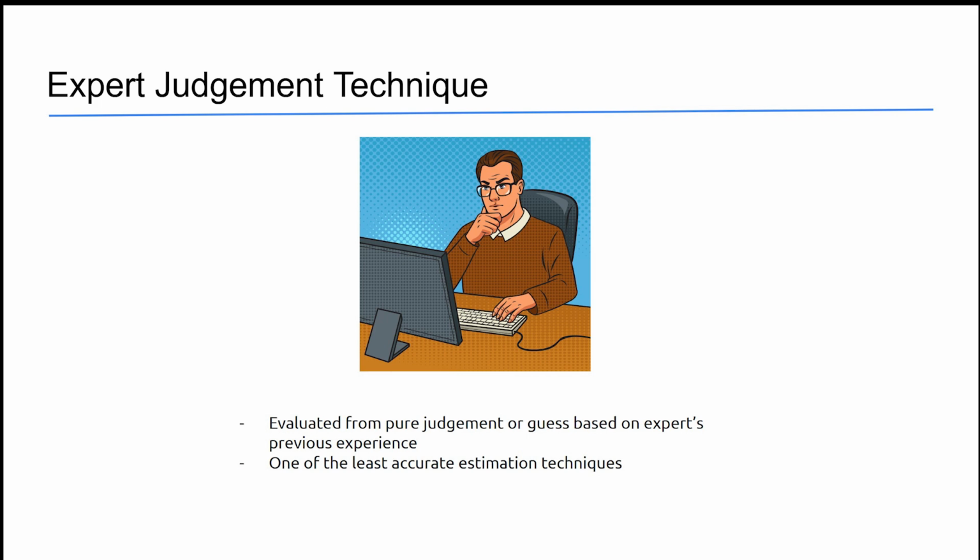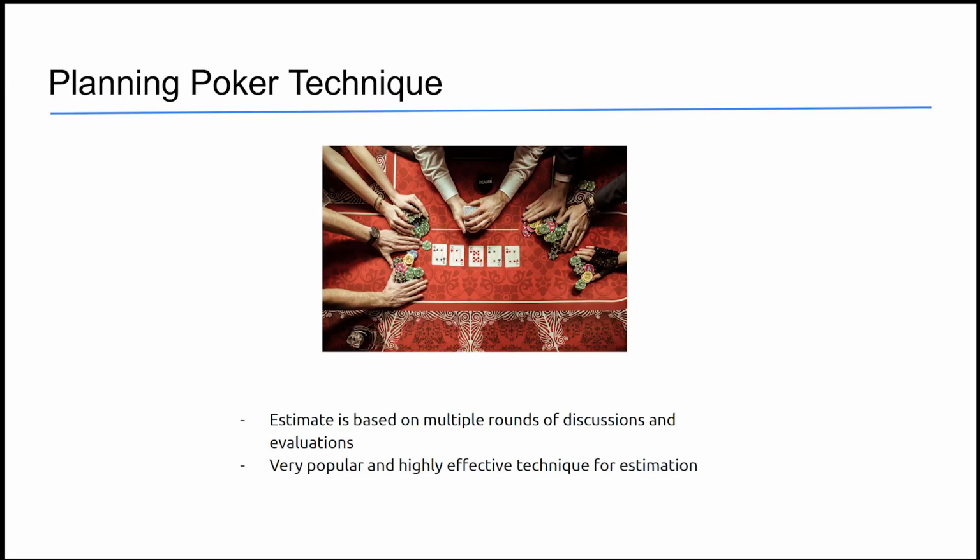This technique implies creating an estimate by someone who creates a number just by pure judgment or guess, based on their previous experience. Such an estimate technique is simple but the least accurate. More effective techniques exist to make it more accurate and precise. Technique number 2. Planning poker.